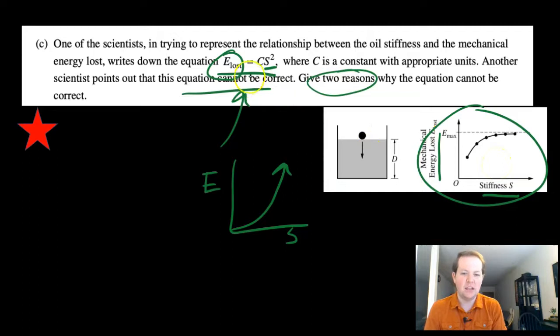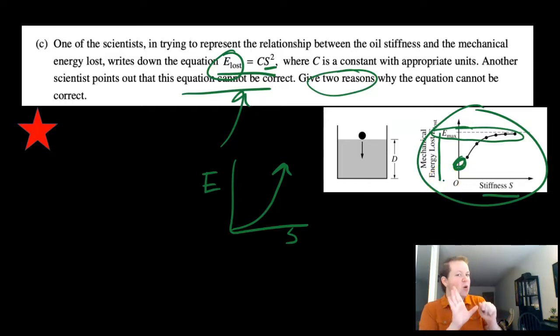Maybe you mentioned this equation would pass right through this E max, and obviously in this graph it's not passing through E max. Or maybe you said this equation would have some values right here, and the graph doesn't have values right there. So there were certainly multiple ways to get those 2 points. Again, if you only got 1, it might be because I thought your 2 reasons were really the same reason.